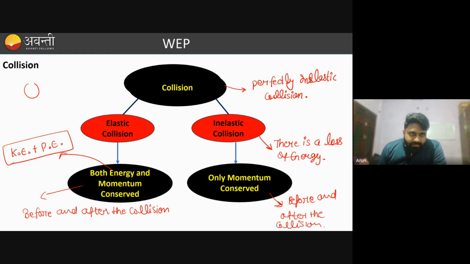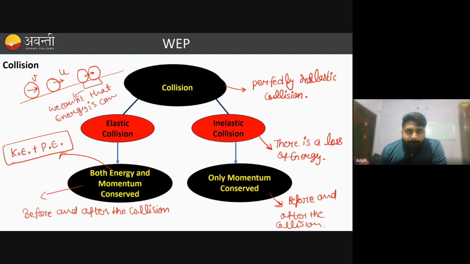Because if you see, these are two balls, let's say, moving with velocities v and u. These velocities are different and they are moving in a straight path. They will make contact for some time and they will exchange their energy. So during this process, during the collision, we can't say that energy is conserved during the collision. So it is not conserved.